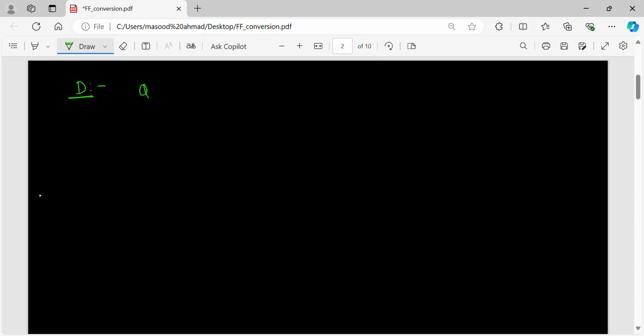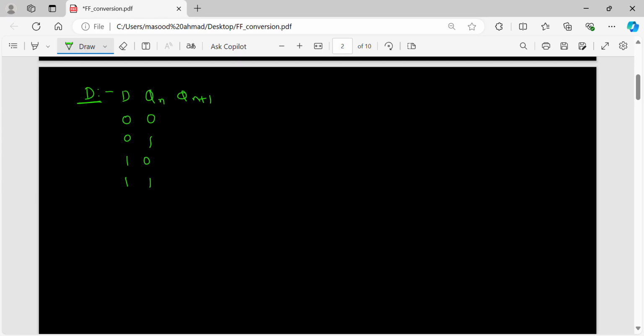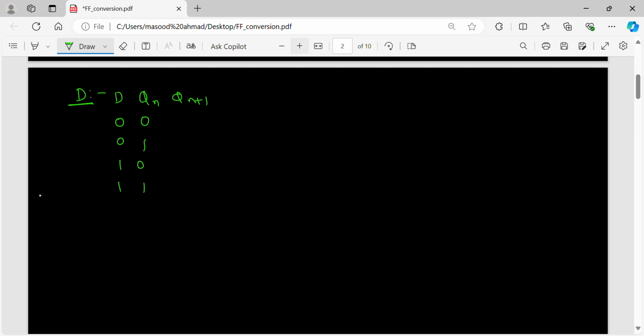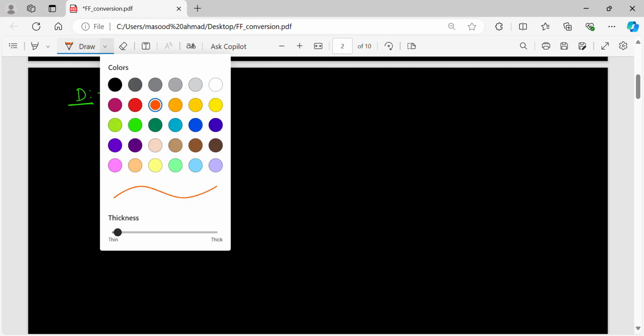Okay, for a D flip flop, the inputs are D and Qn, and the output is Qn plus 1. The possibilities are 0 0, 0 1, 1 0, 1 1. The D flip flop, the name itself says delay flip flop. The next state doesn't depend on the present state. The next state is nothing but the data input, that means it is the same as D. So when D is 0, Qn plus 1 is also 0. When D is 1, Qn plus 1 is 1. So it is the same as D.